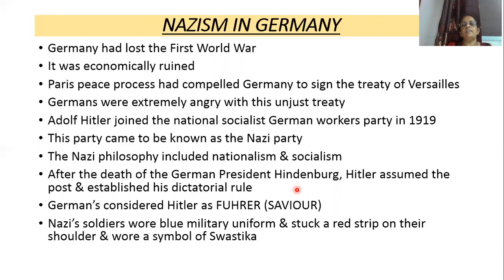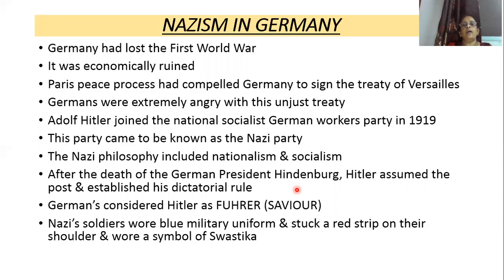By which treaty did the First World War come to an end? By the Treaty of Versailles. And Germany was completely ruined. Germany had to pay $6.5 billion, and most of its places were distributed among the Allied nations. So the people of Germany were extremely angry with this unjust Treaty of Versailles. And in order to help Germany, Adolf Hitler joined the National Socialist German Workers' Party in 1919. This party later came to be called the Nazi Party.